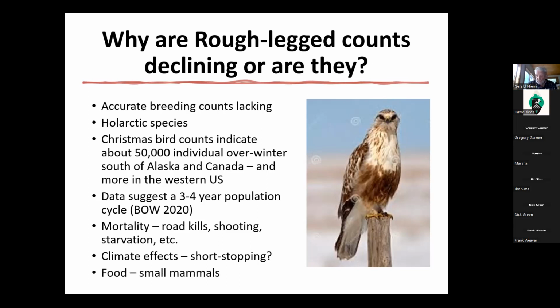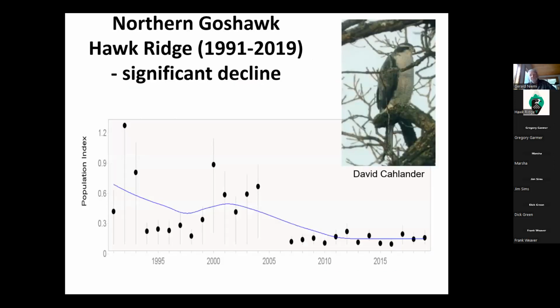And again, this is primarily a mammalian feeder, so it's not as affected by DDT as some of the other species that feed on birds and/or aquatic organisms. This is the northern goshawk, one of our prime species at Hawk Ridge.